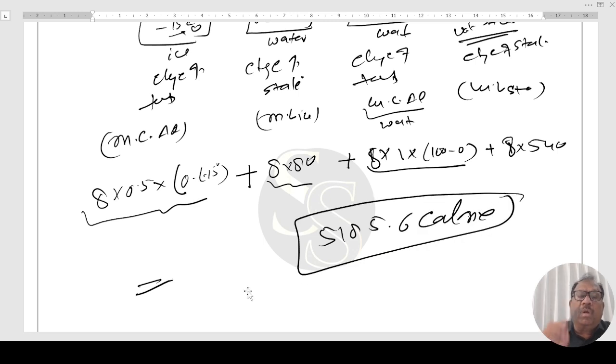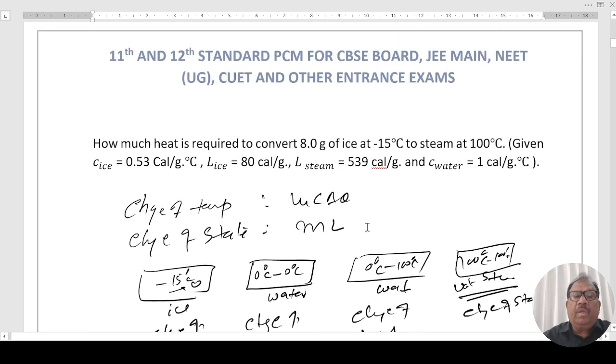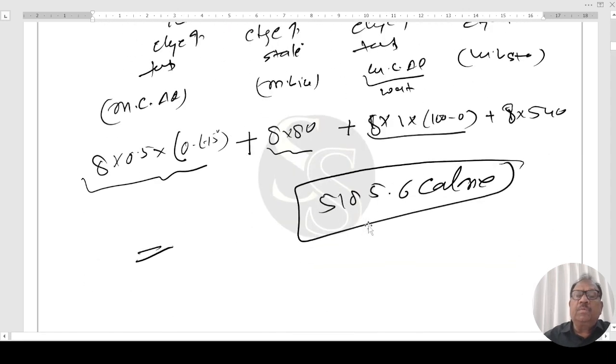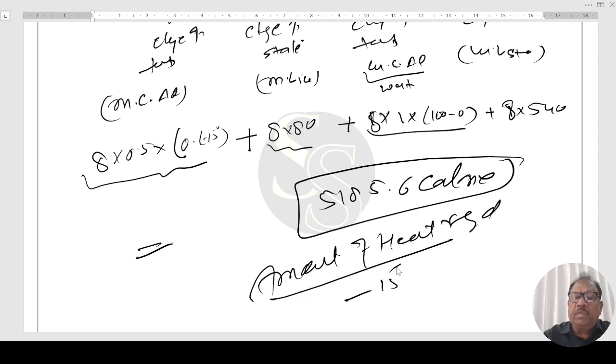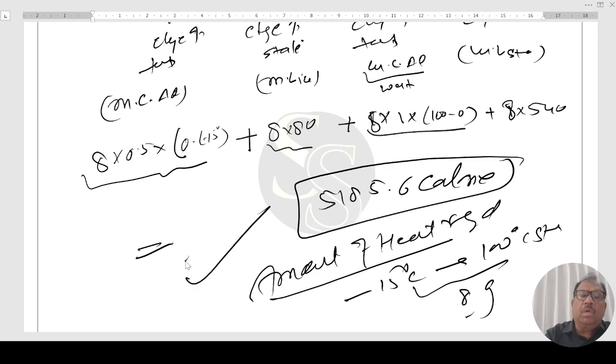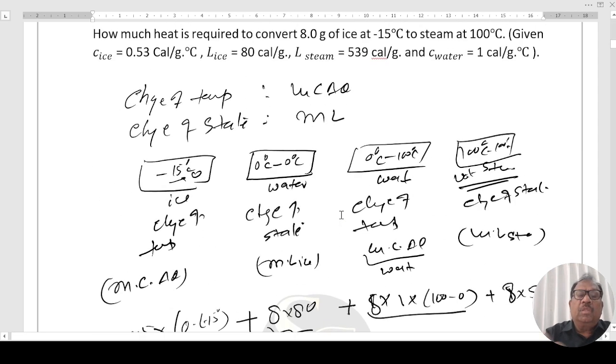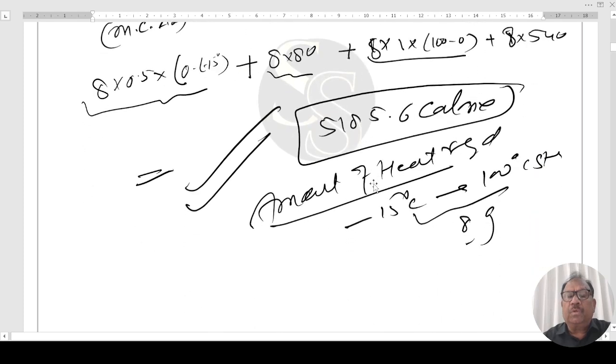This is the amount of heat required to convert 8 gram of ice at minus 15 degrees centigrade to steam at 100 degrees centigrade. This is the answer. How many cases are there? This is Q1, Q2, Q3, Q4: change of temperature, change of state, change of temperature, change of state. Right? Next question.